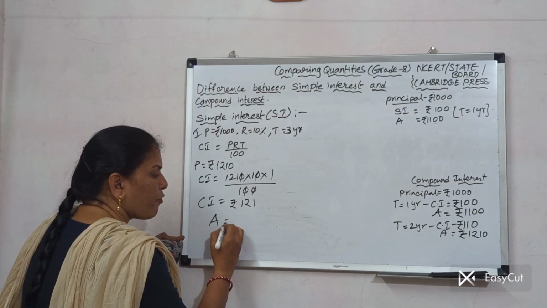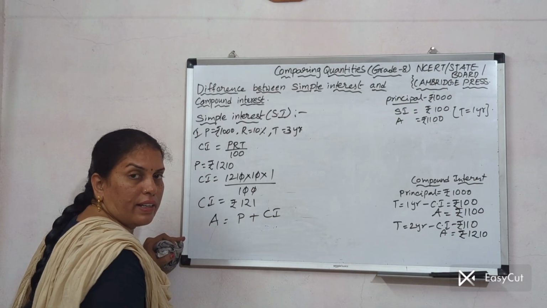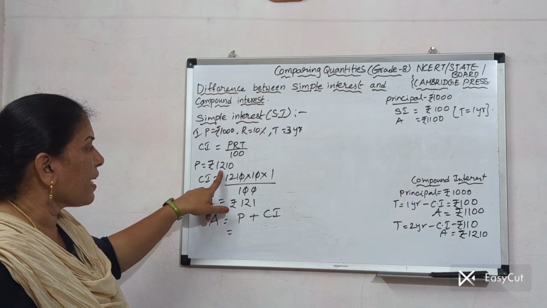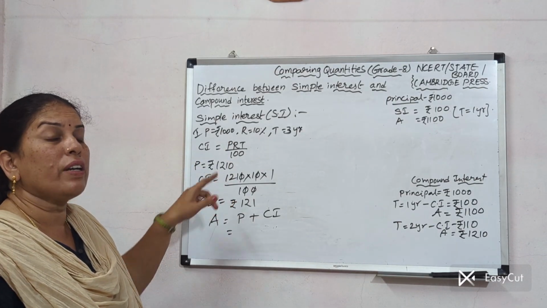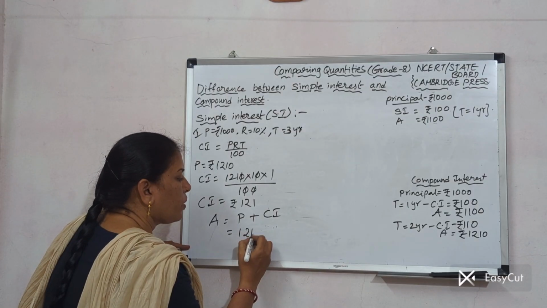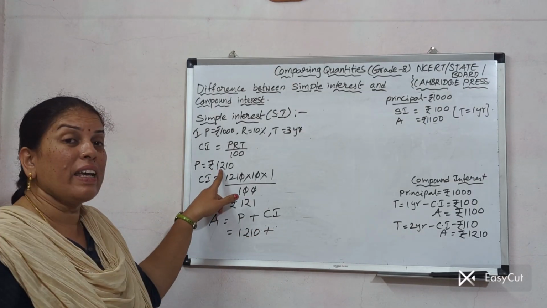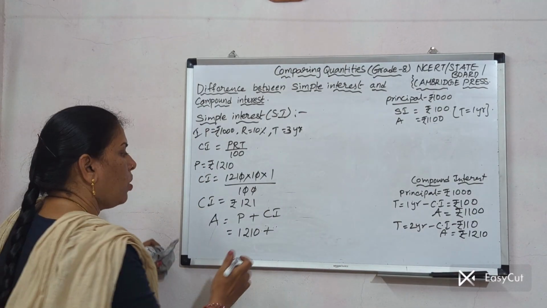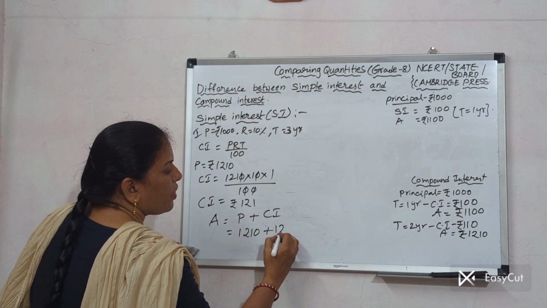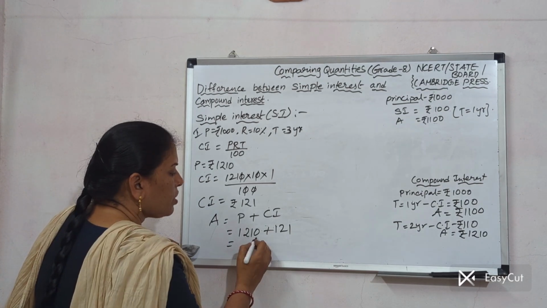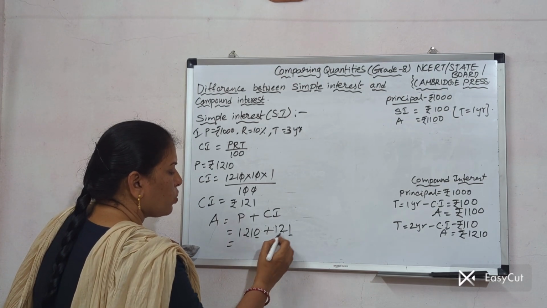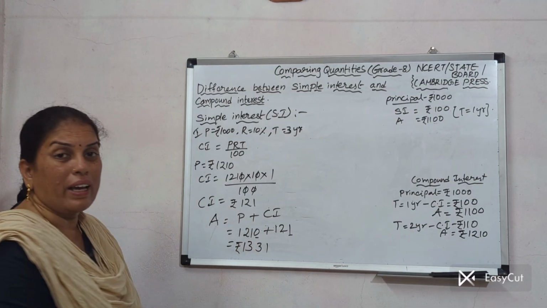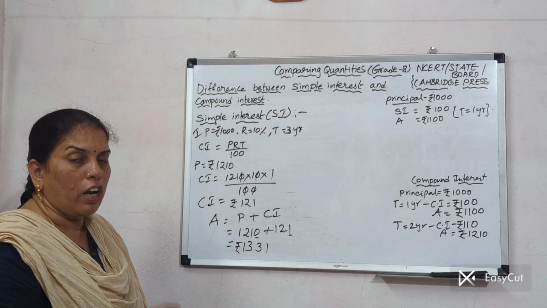Now amount, same formula. Principal plus interest. What is the principal here? Is this the principal? No. For the second year, what is the principal? 1,210. 1,210 plus. For the second year, what is the amount? That amount we must take as principal. So, what is the compound interest? 121 rupees. So, 0 plus 1 is 1. 1 plus 2 is 3. 2 plus 1 is 3. 1. 1,331 rupees. All of you understood, children?